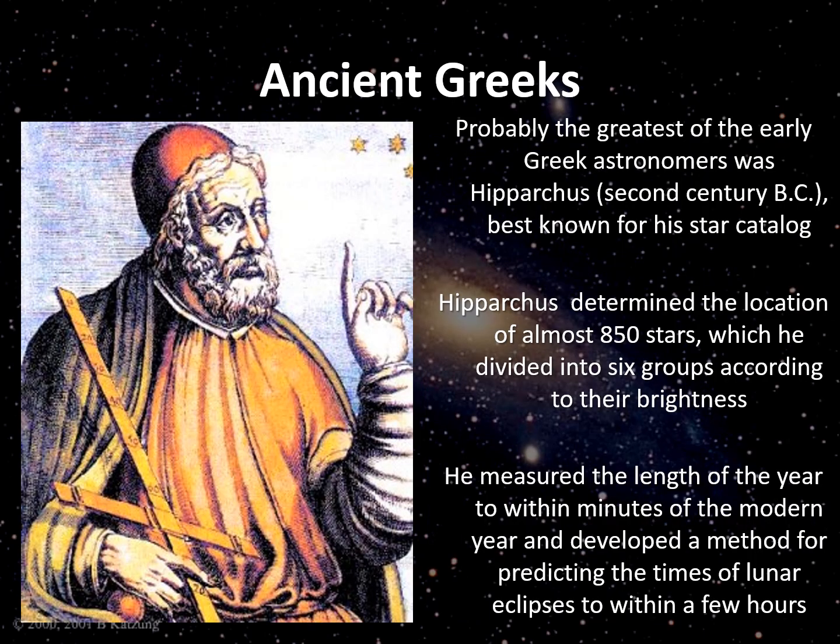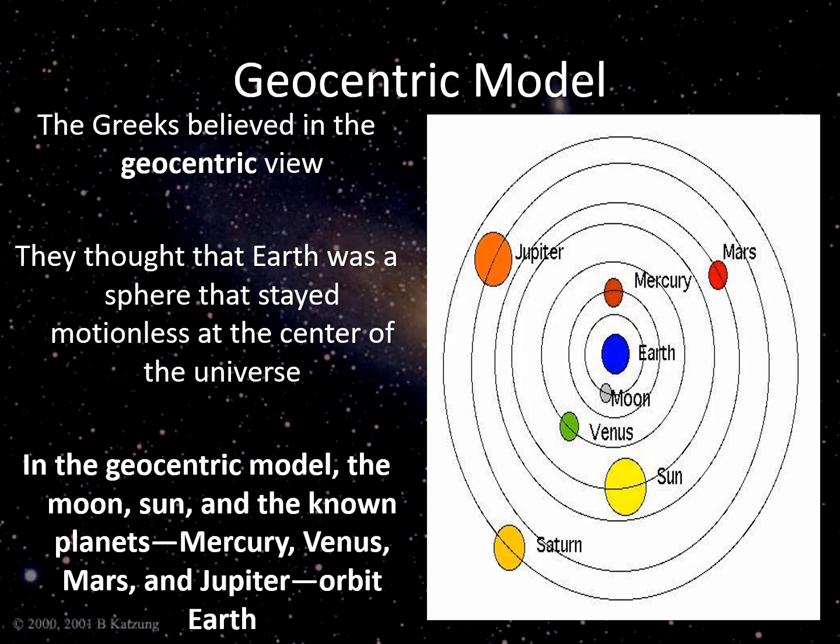So probably the greatest of the early Greek astronomers was Hipparchus, and he was best known for his star catalog. And he determined the location of almost 850 stars, which he divided into 6 groups according to their brightness. He measured the length of the year to within minutes of the modern year and developed a method for predicting the times of lunar eclipses to within a few hours.